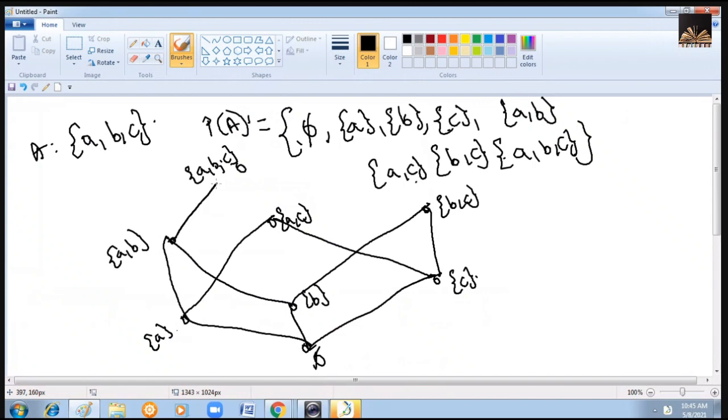Now this ab is a subset of abc. ac is also a subset of abc, and bc is also a subset of abc. Clear? This is the corresponding hash diagram. Understood? Have you understood, ma'am?